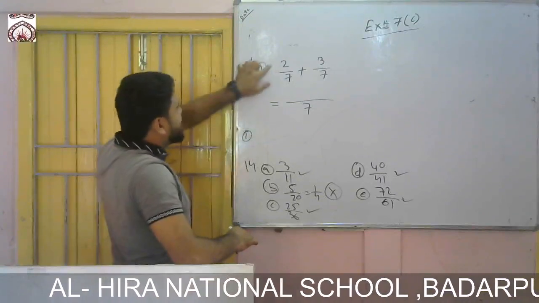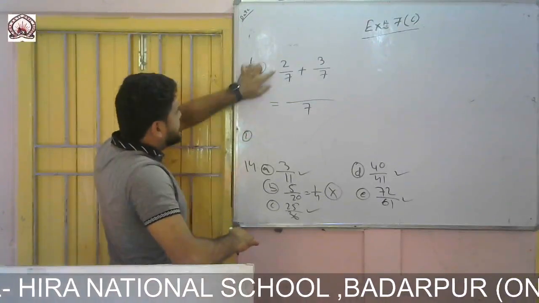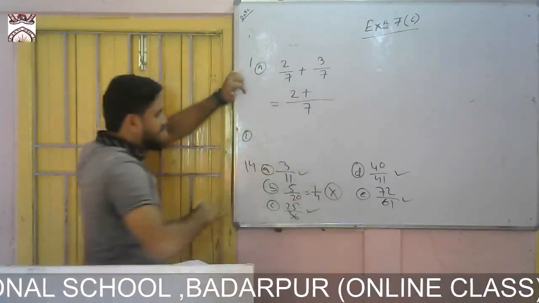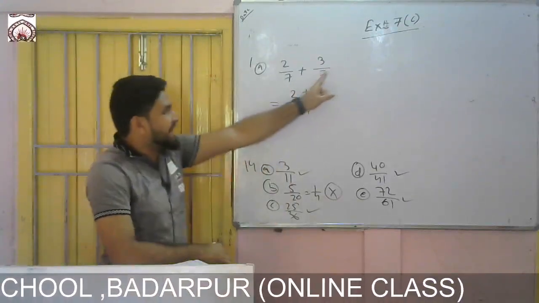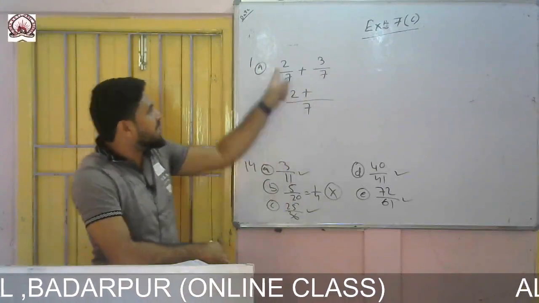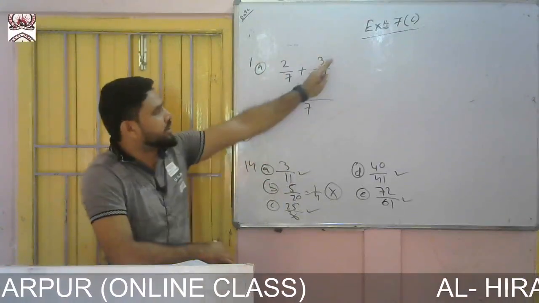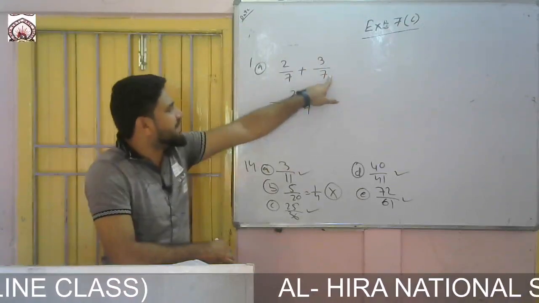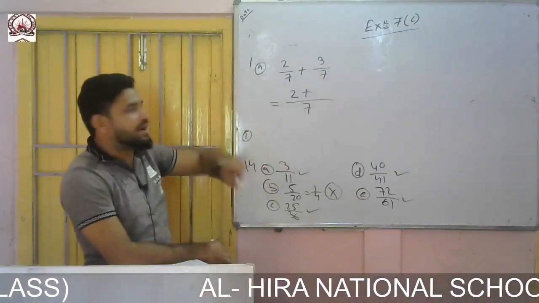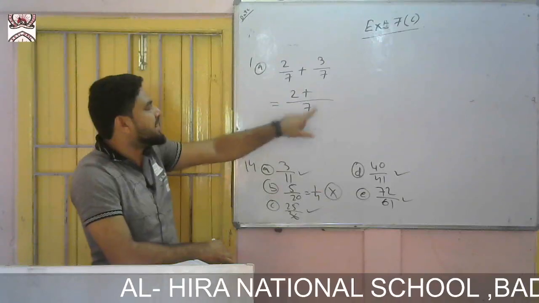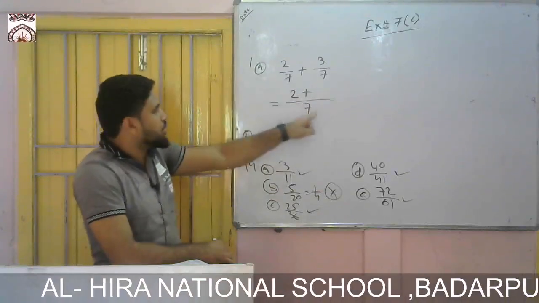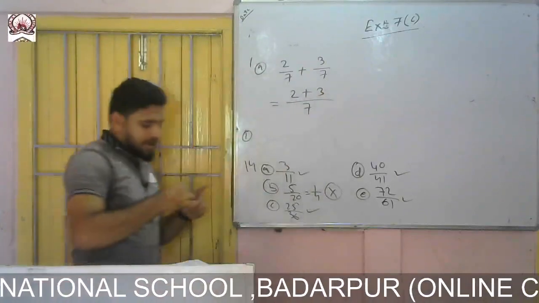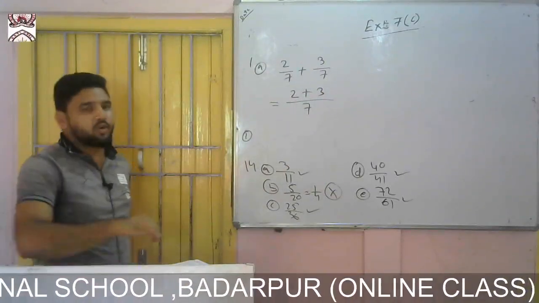So if I multiply this 1 with this numerator, then what will I get? 2 1s are 2. And if I divide this 7 by 7, as we have done in this portion, we need to do this portion also. If I divide 7 by 7, then we will get 1. So 1 into 3 is again 3.